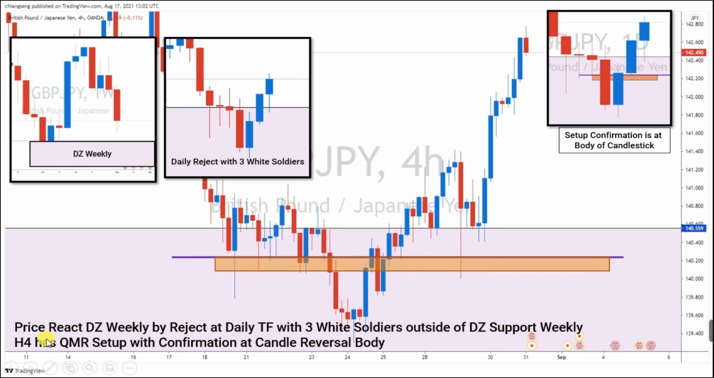Write a precise and short note so that we understand what is going on. So we can say that the price reacted from the danger zone weekly by rejecting at the daily time frame with the 3 white soldiers outside of the danger zone support weekly. The H4 has a QMR setup with a confirmation at the candle reversal body.